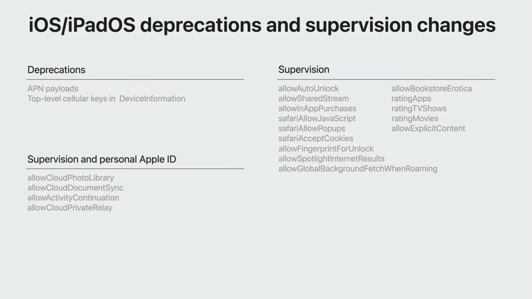Just as a reminder, in a future release, we will execute on previously announced deprecations. We will remove the APN payload as well as top-level cellular keys from the device information query. Please use the com.apple.cellular payload and service subscriptions response instead. Again, in a future release, we will also change the listed restrictions to require supervision. In addition, some will only apply to a personal Apple ID logged in on the device. There's even more I haven't had a chance to talk about, like added VPN support on Apple TV. Please be sure to check out the documentation for all the details.